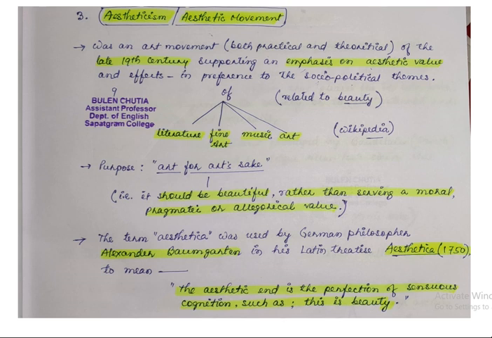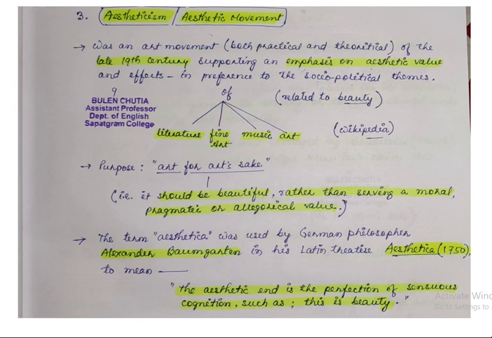In Wikipedia it is written that aestheticism was an art movement, both practical and theoretical, of the late 19th century, supporting an emphasis on aesthetic value and effects in preference to the socio-political themes. I think you are understanding the point. It is an art movement emphasizing aesthetic value and effects during the 19th century, not giving preference to the socio-political themes in the art form, whether it is literature or fine art or music or any kind of art. So this is the simple definition of aestheticism by Wikipedia.